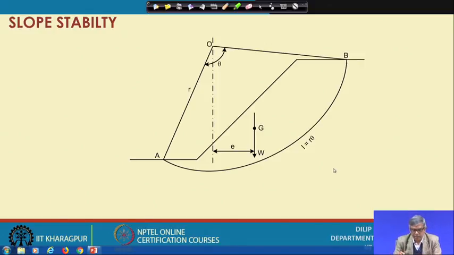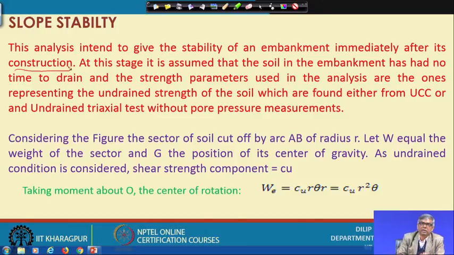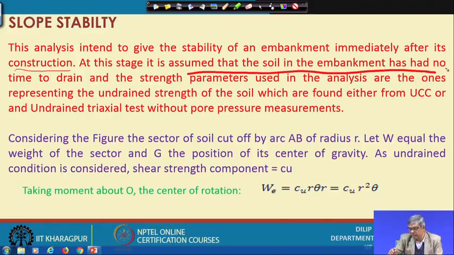You can see here, this analysis is intended to give the stability of an embankment immediately after its construction. That means what we are trying to introduce here is the undrained condition, that means the embankment immediately after its construction, so there is no time to dissipate the pore water pressure. At this stage, it is assumed that the soil in the embankment has no time to drain, and the strength parameters used in the analysis are the ones representing the undrained strength of the soil.